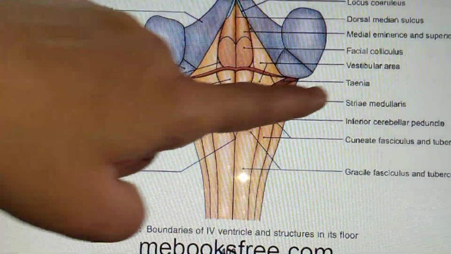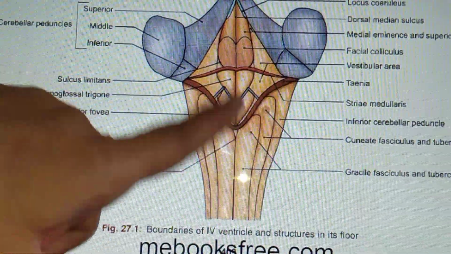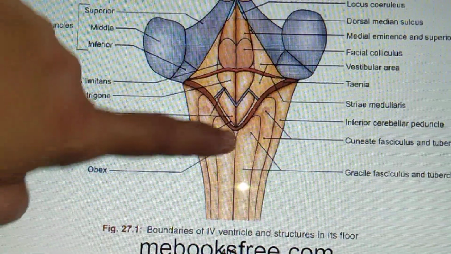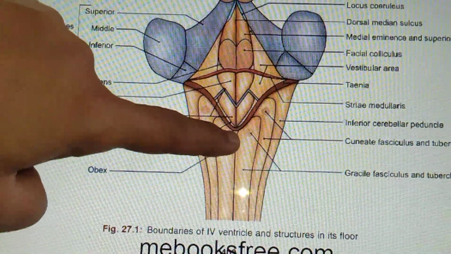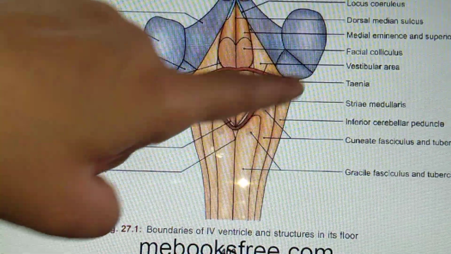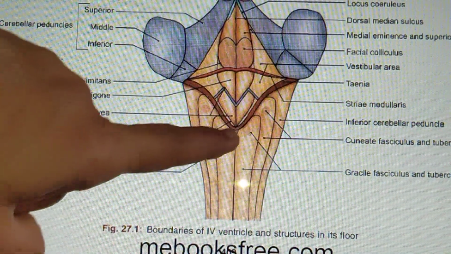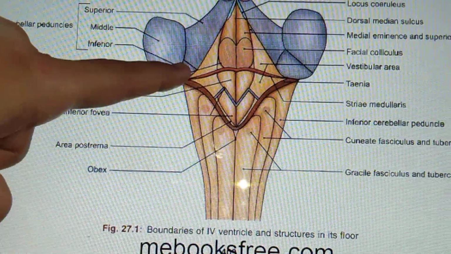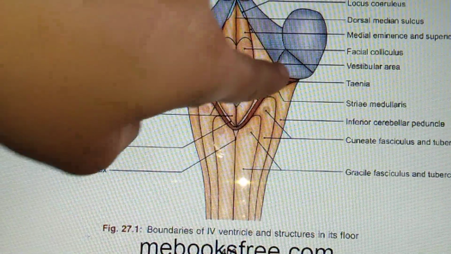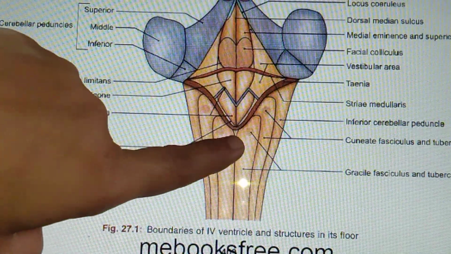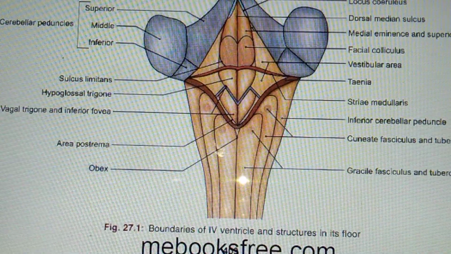Here you can see the taenia is shown. This is the taenia, and here you can see the obex, that is the inferior angle of the fourth ventricle, right? And this ependyma and tela choroidea together form a white ridge called the taenia, and the taeniae of both sides converge and form the obex, right?